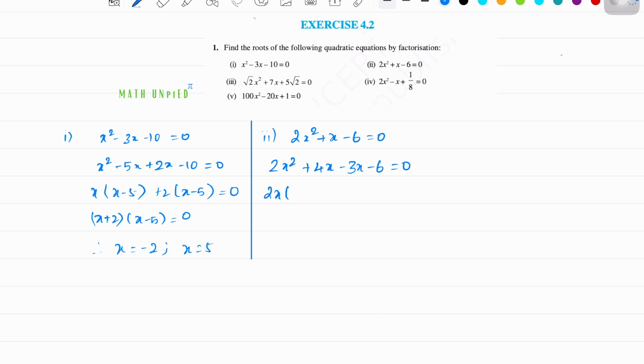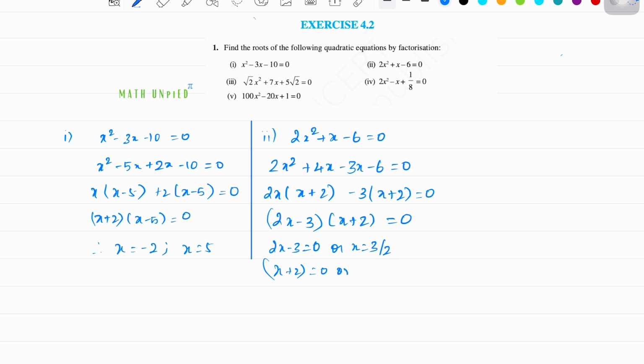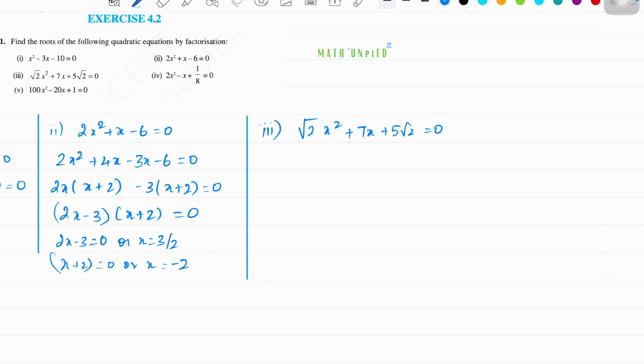So this will be 2x times x plus 2 minus 3 times x plus 2 equals 0. 2x minus 3 times x plus 2 equals 0. So 2x minus 3 equals 0, or x equals 3 over 2 and x plus 2 equals 0 or x equals negative 2. So these are the values. Now let's move on to the third one.